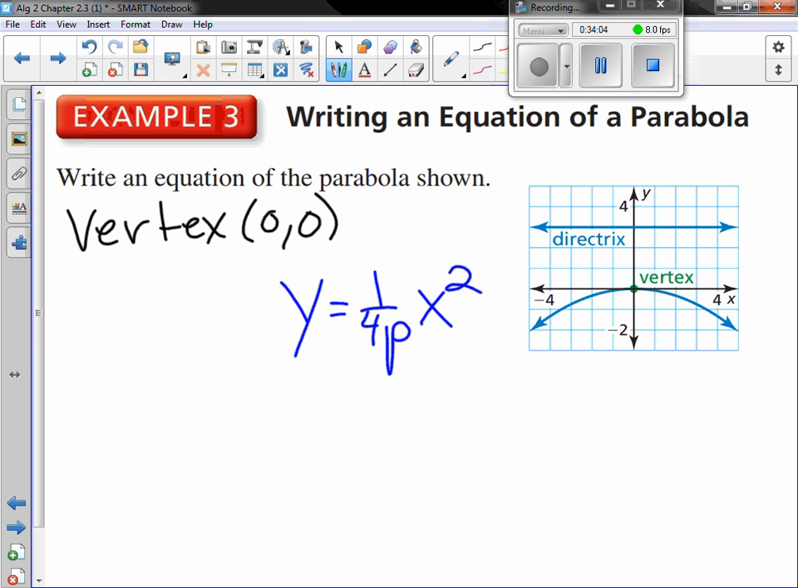So let's look back at this here. Did they tell us the focus? Is there a focus labeled anywhere on this graph? No, but they did label the directrix, yes? And the directrix for this general equation here is y equals negative p.